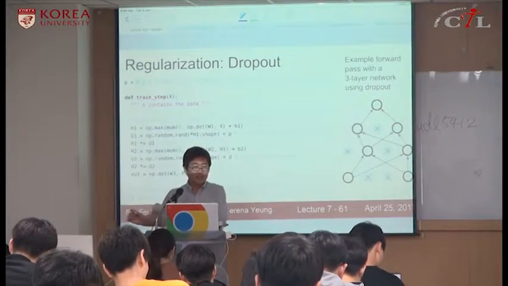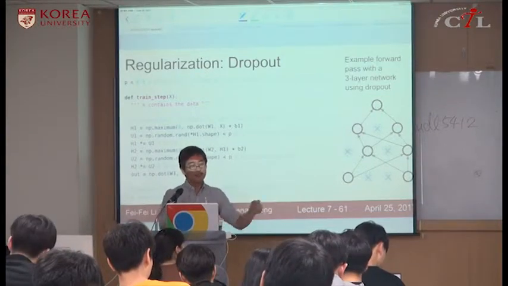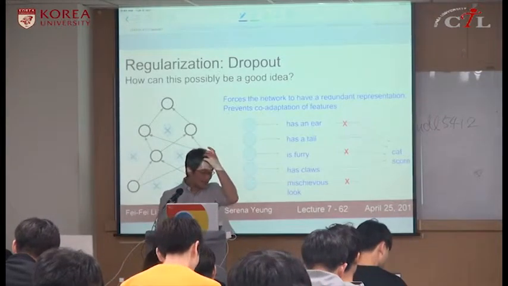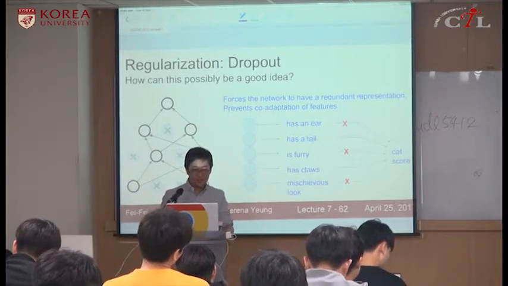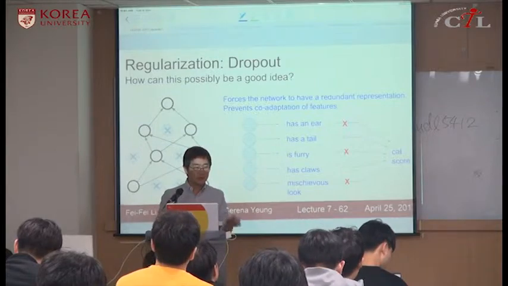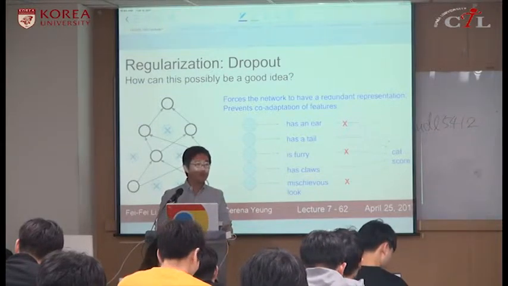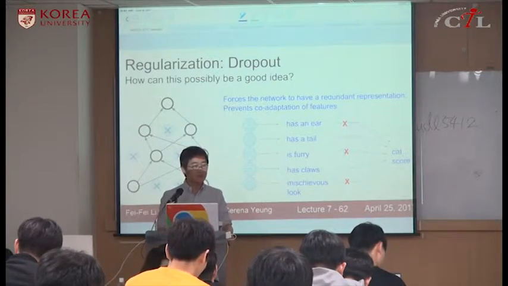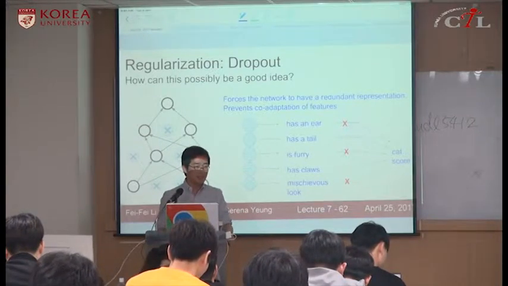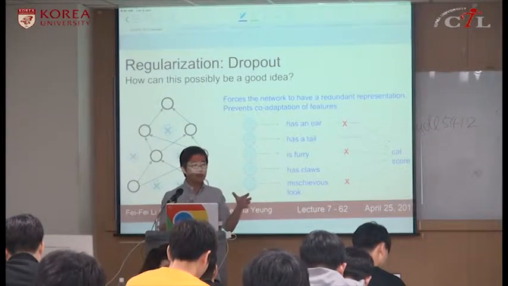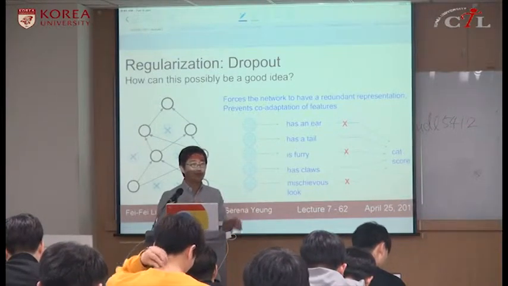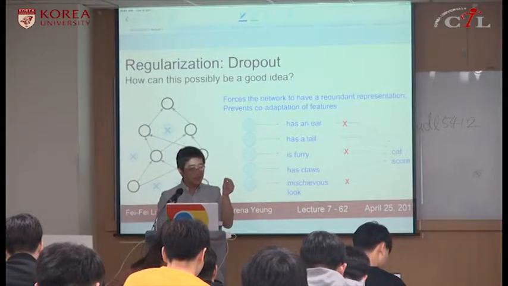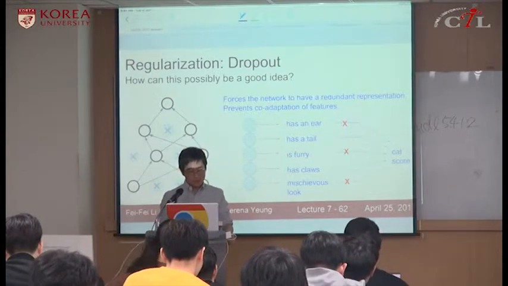Okay, I believe you guys have understood the main idea of dropout. The main idea is that we don't want to rely on only some small portion of the information, right? So if we want to recognize a cat, we want to aggregate all the information given to us, instead of just relying on a single particular piece of information.